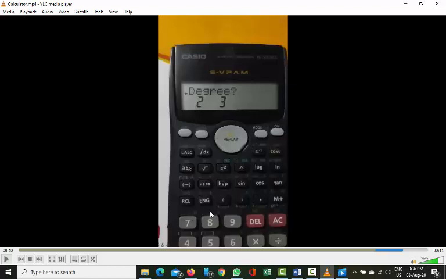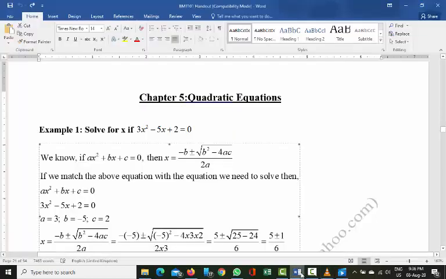After you press equal, a question mark will come. That means the calculator is asking you the value of a. So here the value of a is 3. After you press 3, and then equal, another question will appear, b question mark. The calculator is asking you the value of b. Here the value of b is minus 5. So press minus 5 and then equal. Another question will appear, c question mark. Now the value of c is 2. So press 2 and then press equal.